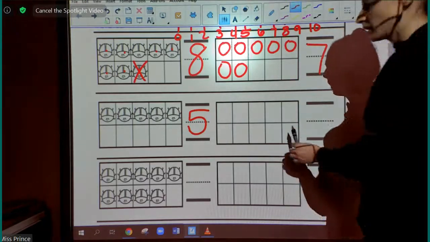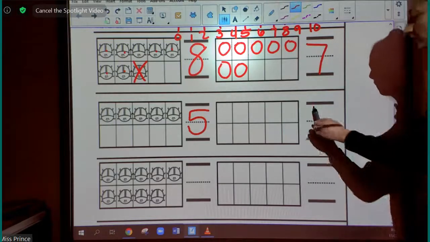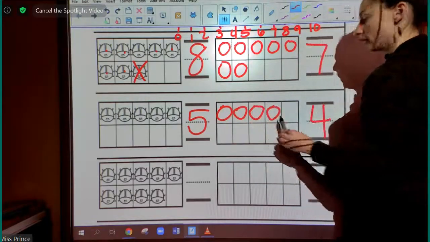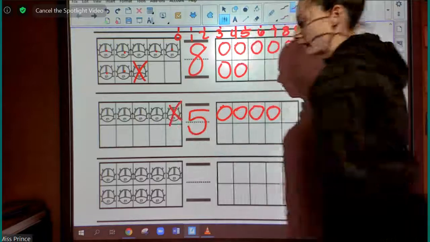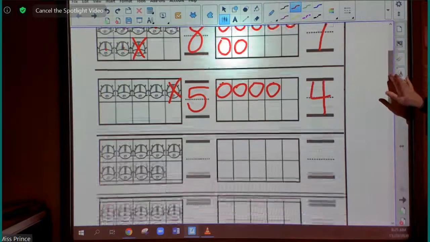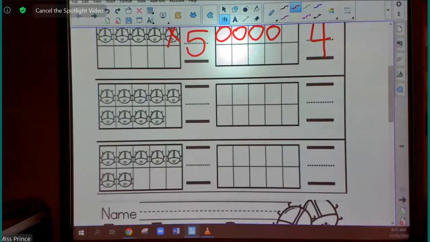So Nicholas, how many am I going to draw over here? I want to do one fewer. 4. Nice job. 1, 2, 3, 4. All I did was I just didn't draw that one. All right. Adrian, can I have you count this set here? Nine. Good job. We have 9.